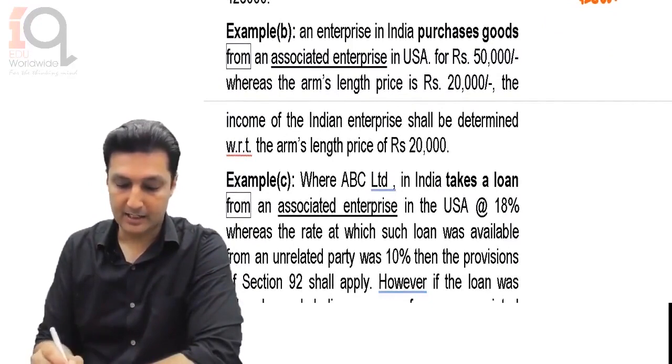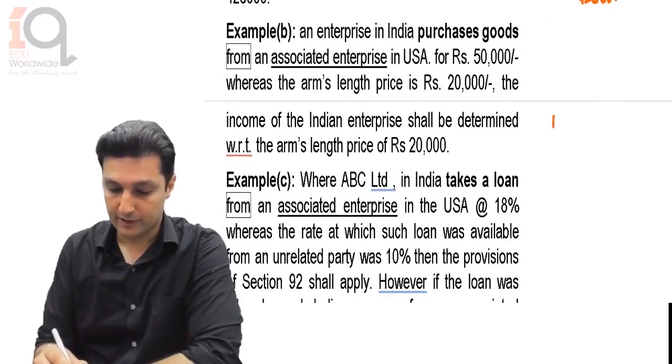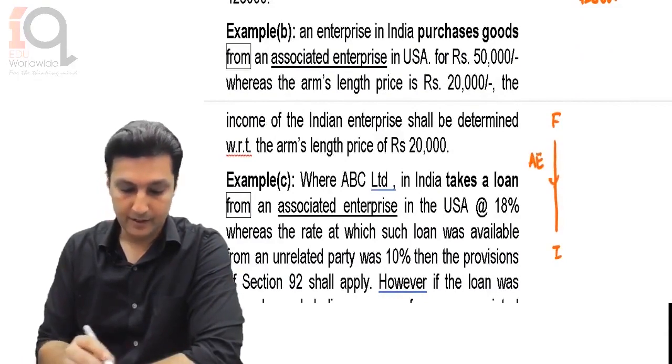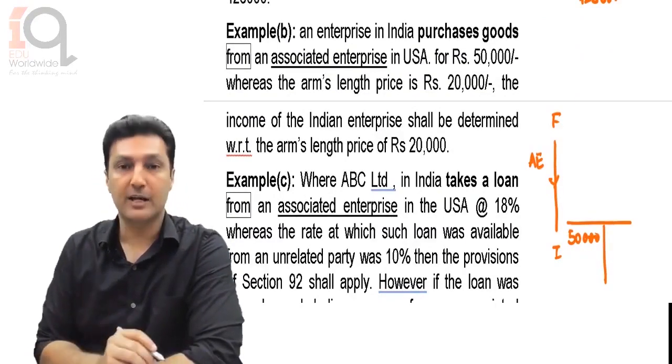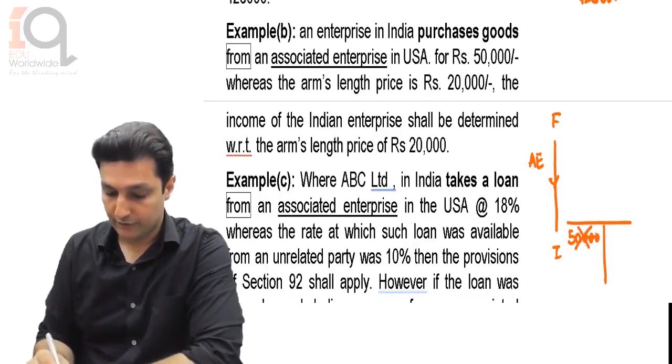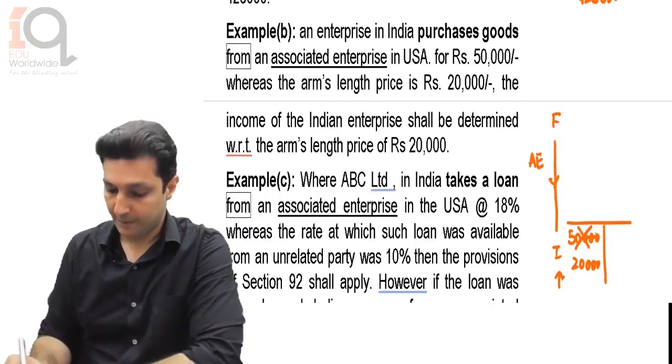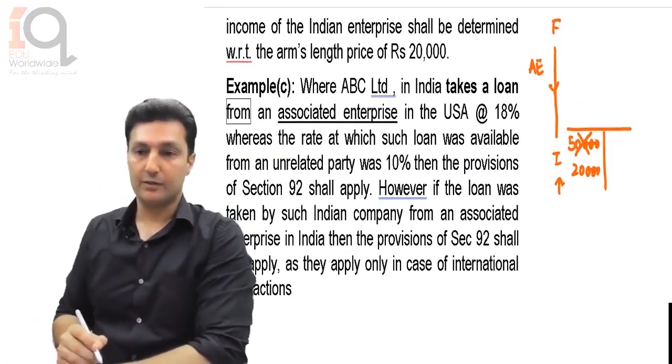Similarly, an Indian enterprise in India purchases goods. So let's say foreign and Indian. This time there is a purchase, and these are associated enterprises, for 50,000. So of course the expense shown is 50,000, whereas the arm's length price is 20,000. So we will now take 20,000 and this will increase the profit of the Indian enterprise. This is also covered here.